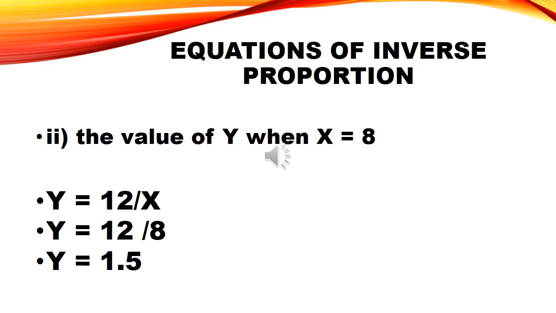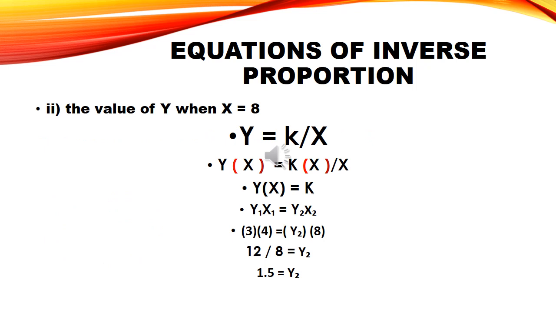get 1.5. One thing, students, I think all of you noticed that initially the value of x is 4. Now it is doubled and it is equal to 8. Initially the value of y is 3. Now it is half and it is equal to 1.5. This shows that the relationship between y and x is inverse. Inverse means if one value is doubled, the other value is half. Clear to all of you?